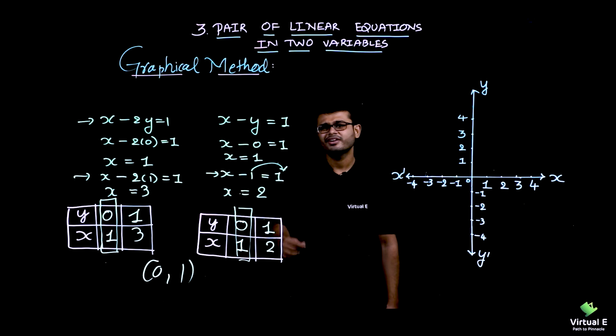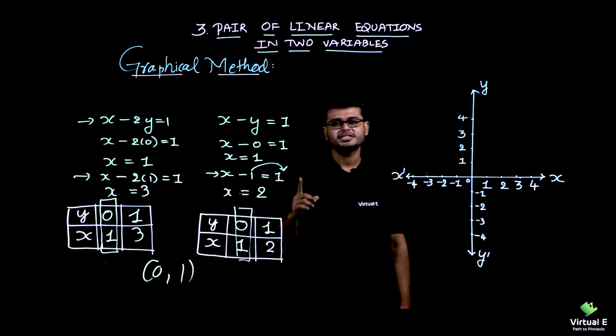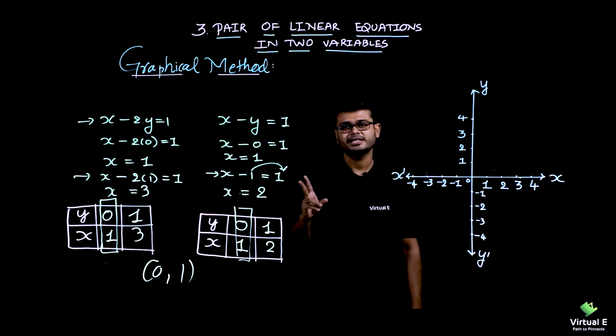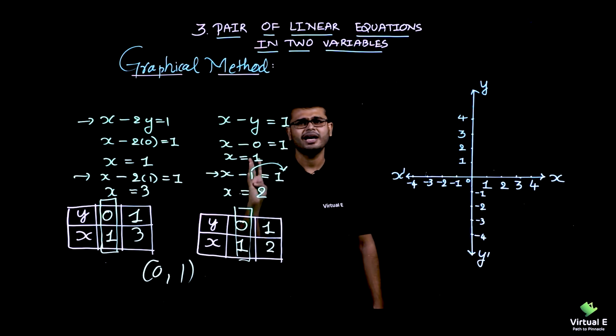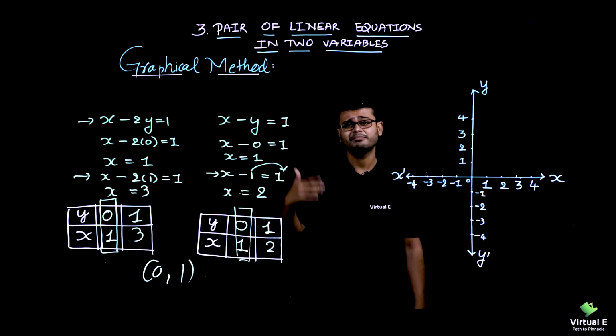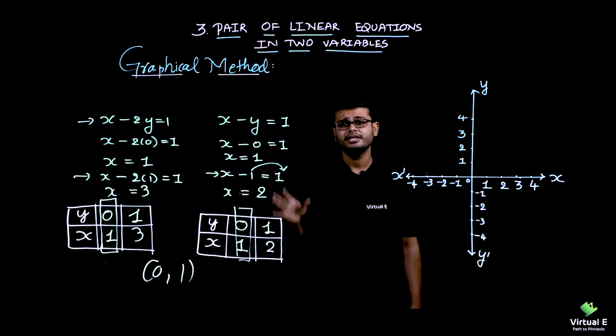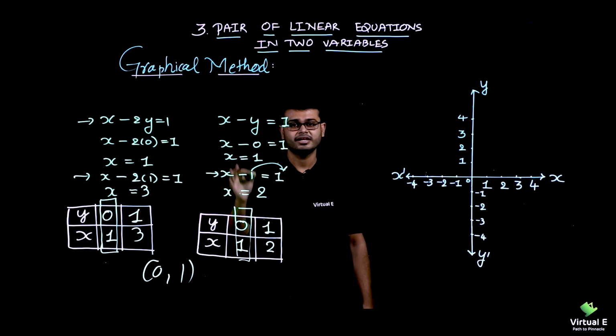So there are 4 different ways to find the intersecting point. First is graphical method, second is substitution method, third is elimination method, and fourth is cross multiplication method. We are going to learn step by step each method in detail. So we are starting with the first method, which is graphical method.